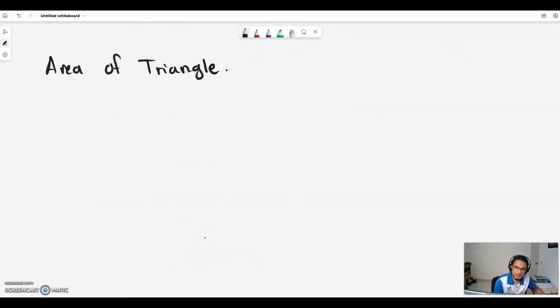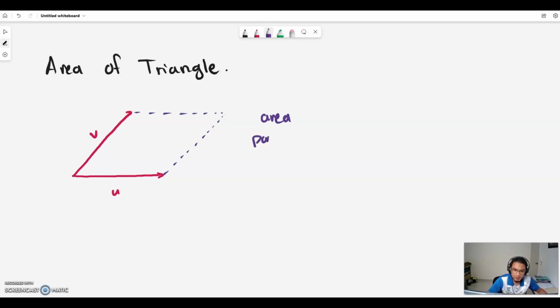Okay, so now let's continue with the second application of the cross product, which is the area of a triangle. The situation is still the same where we have two vectors, let's say vector u and vector v. These two vectors will create a parallelogram just the way we have seen before. The area of the parallelogram is equal to the magnitude of u cross v, right?